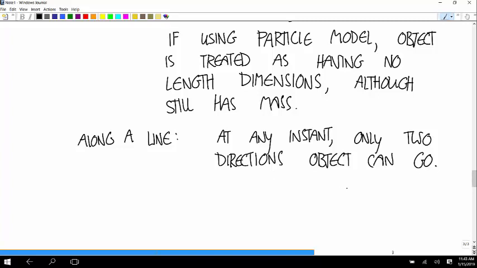So if the object is moving along this line here, and at this instant it's here, we can only go this way or that way. Okay? That's not going to be true once we start doing things in 2 dimensions, because then it can go this way or this way or this way. It has infinitely many choices.